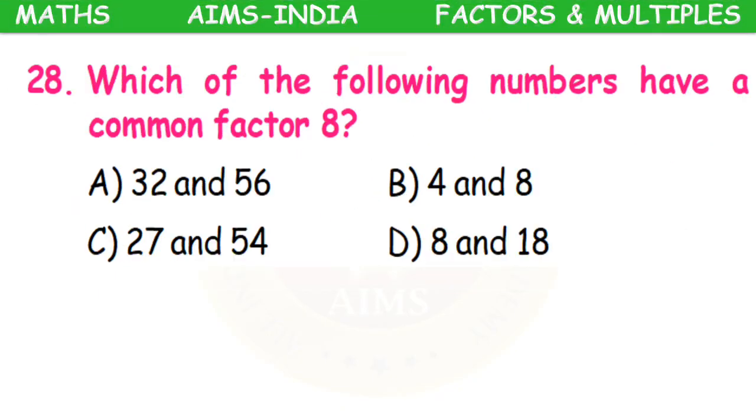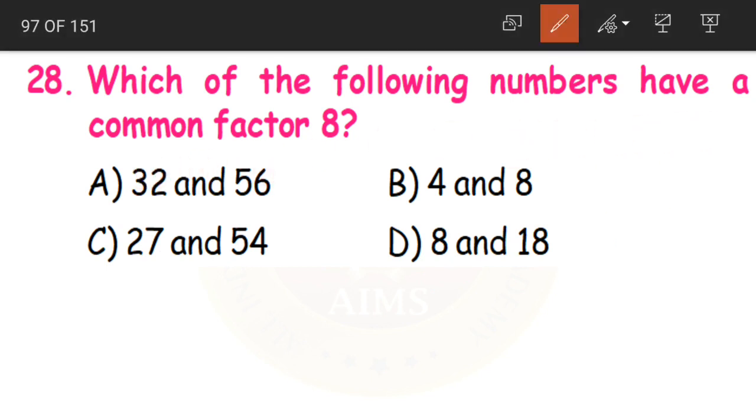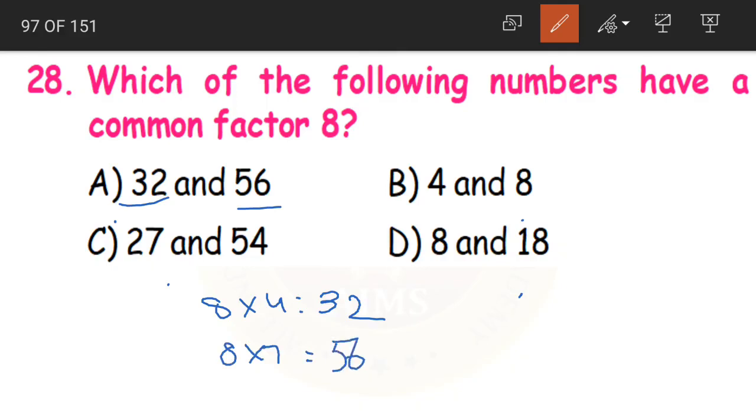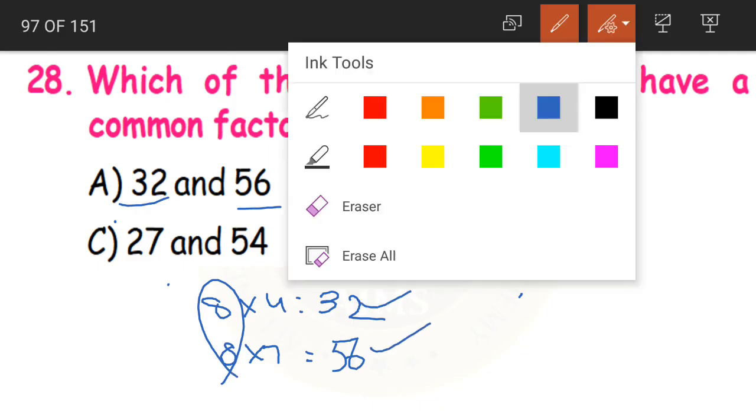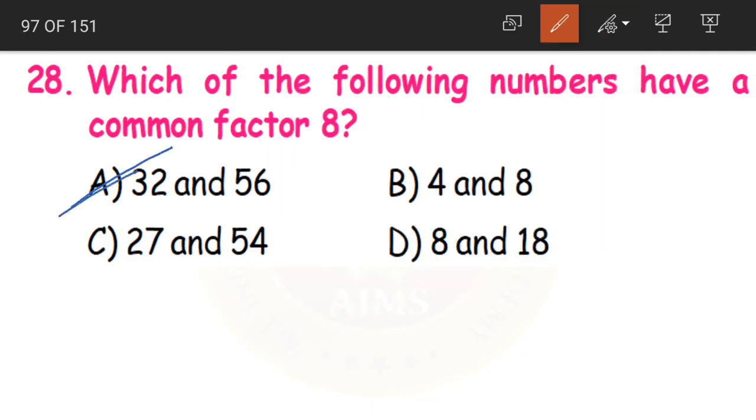Okay. Next question. Which of the following numbers have a common factor 8? Now what should we do? From the following numbers, we should find out the number which has the common factor 8. If you look at 32, we have 8 fours are 32. So 8 is a factor of 32, and if you look at 56, we have 8 sevens are 56. So 8 is a common factor for both 32 and 56. Yes. So option A is the correct answer.